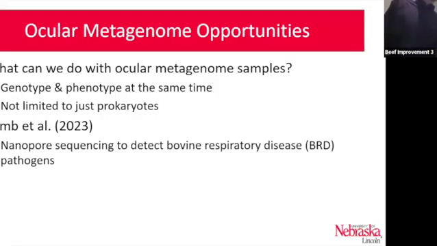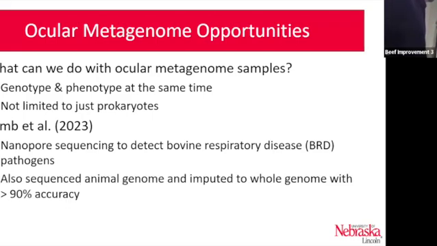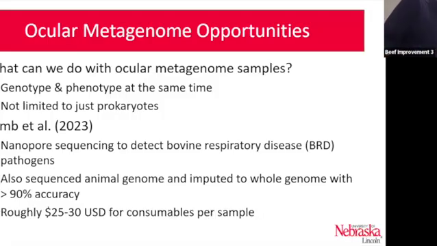So let me introduce a study from Australia, Lamb and others in 2023. They used nanopore sequencing to detect bovine respiratory disease, BRD, pathogens. They also sequenced the animal genome and imputed to whole genome from those same samples with more than 90% accuracy. And they said it cost them about $25 to $30 USD for consumables per sample. Now, this is probably a little lower than commercial because I think they did a lot of this in-house, but just to give you a rough idea on the dollar figures.